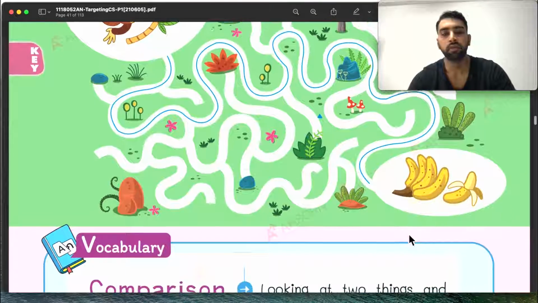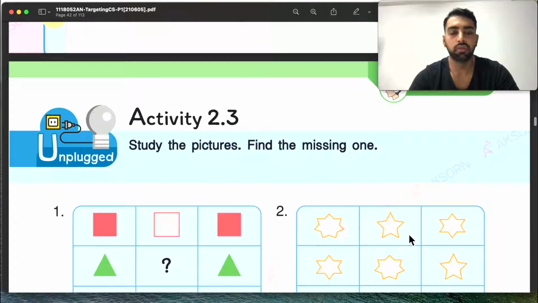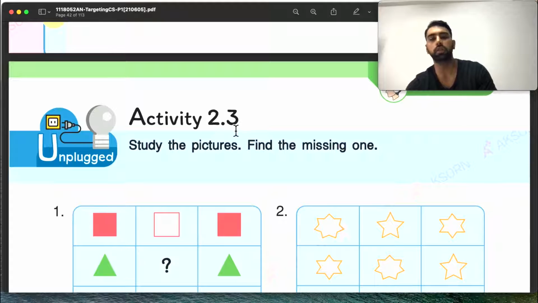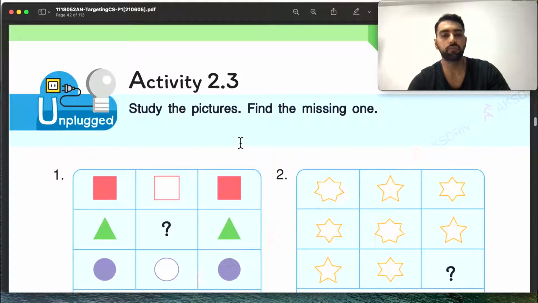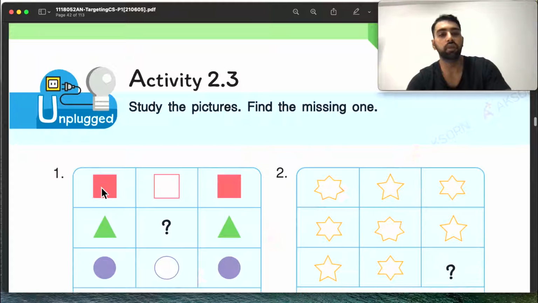All right, so here you have activity 2.3. Okay, 2.3 is very easy. You have to see the picture. There is a square with red color, a square with white color, then a square with red color, a triangle with green color. So what should be here? A triangle with white color and a triangle with green color, a circle with purple, a circle with white and a circle with purple.